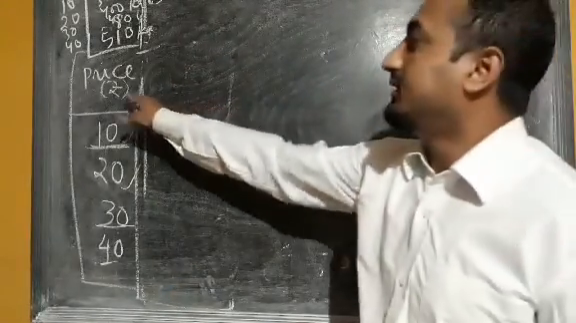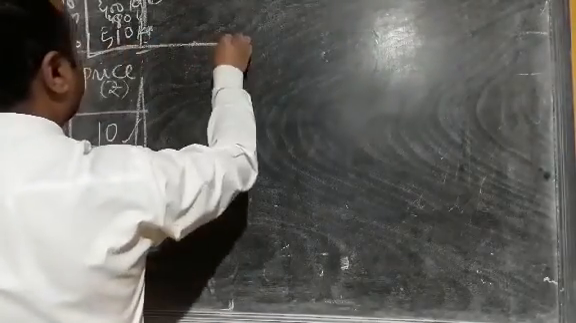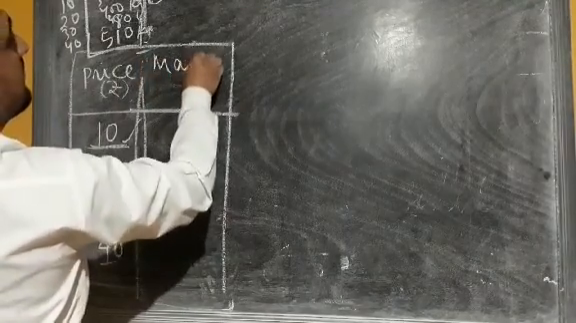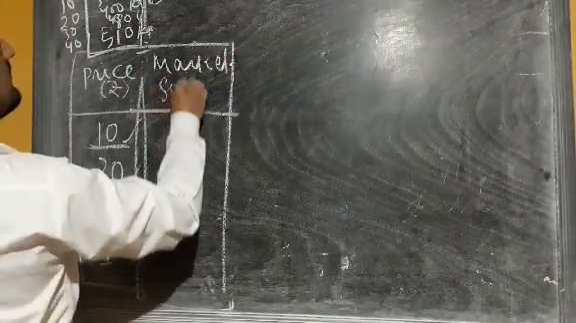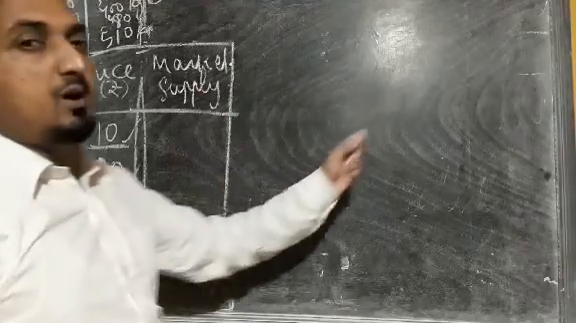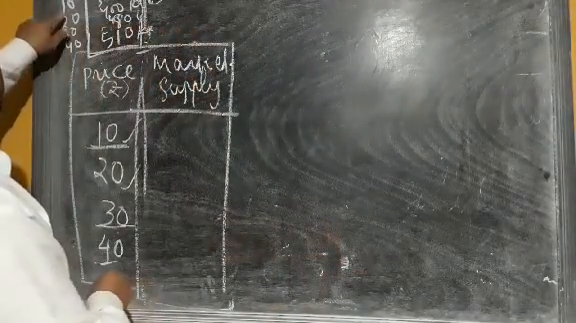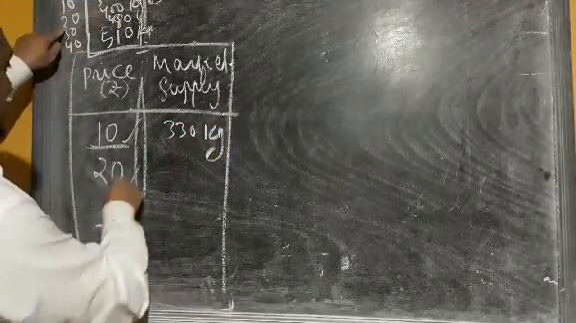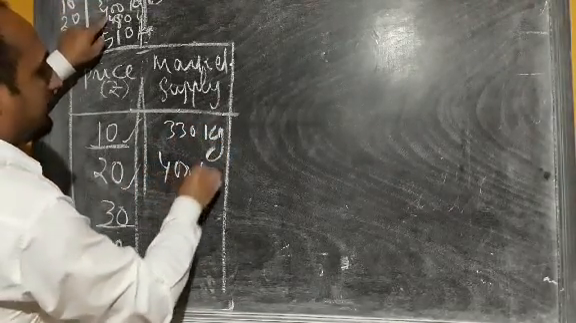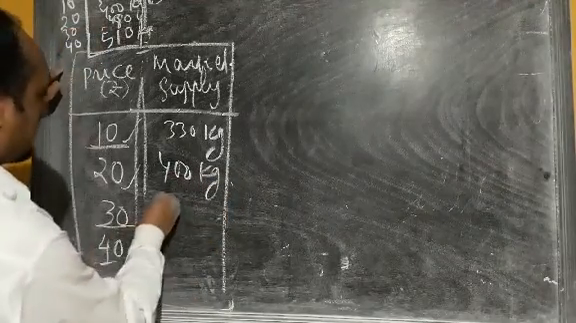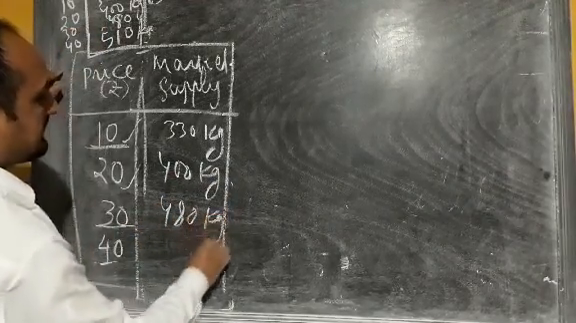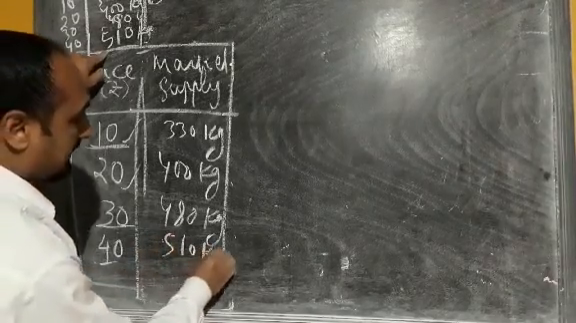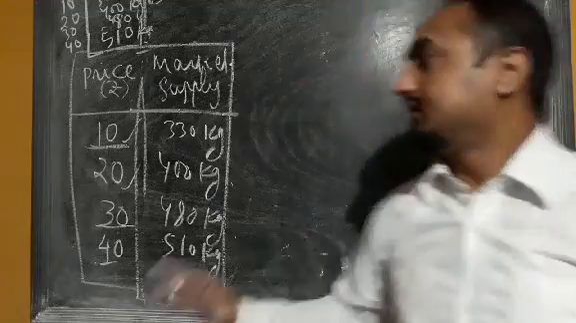Here price is same: 10, 20. Now here, market supply. From the previous table you can check it. Market supply at rupees 10 we have 330 kg, at 20 we have 400 kg, at 30 we have 480 kg, and at rupees 40 we have 510 kg. Now this is your market supply schedule.